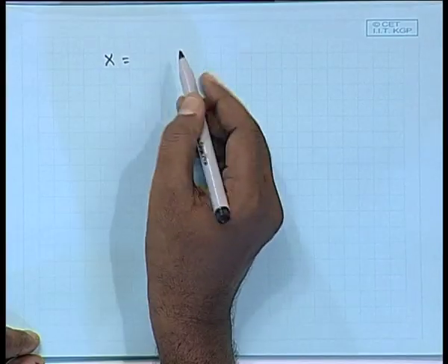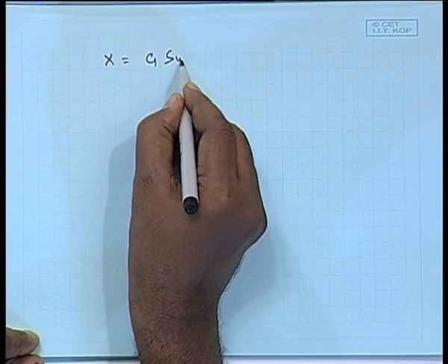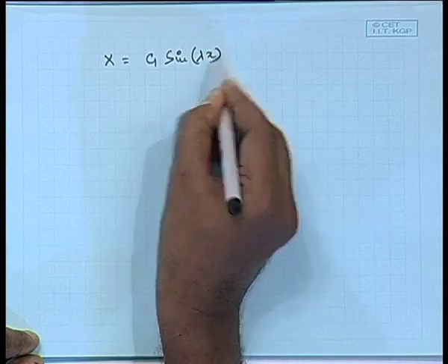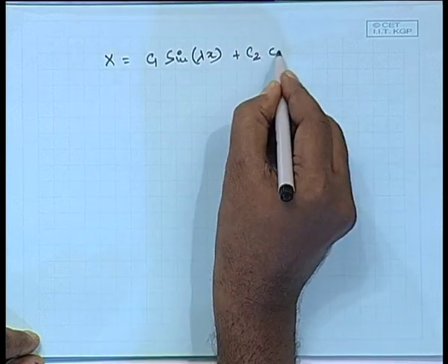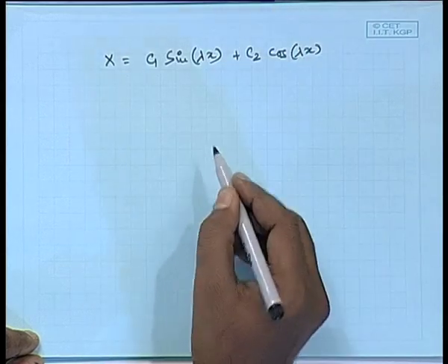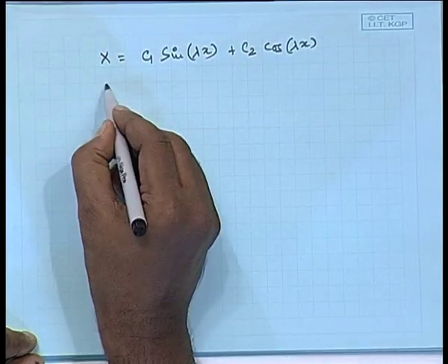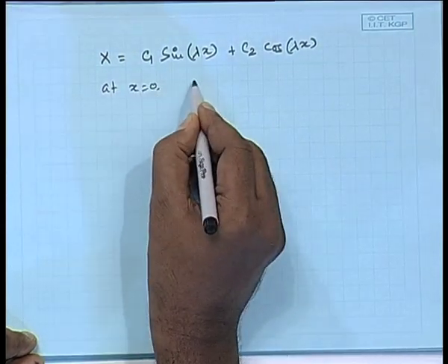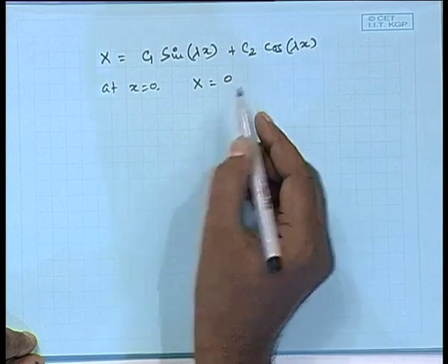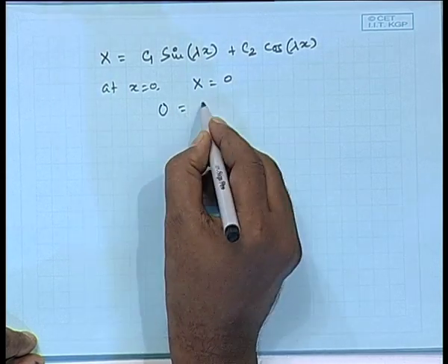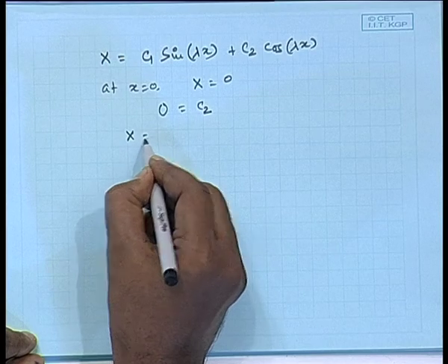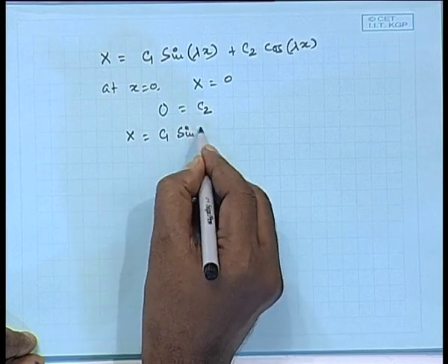Okay, so the solution of space varying part is C1 sin lambda x plus C2 cosine lambda x. Now at x equal to 0, your capital X becomes 0, that means C2 is equal to 0, that means X equal to C1 sin lambda x.